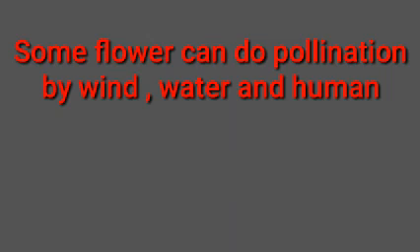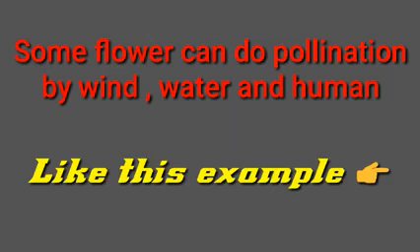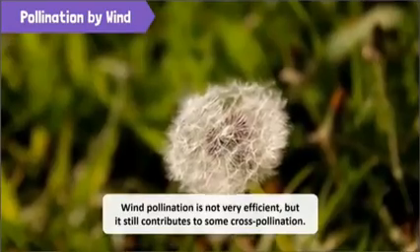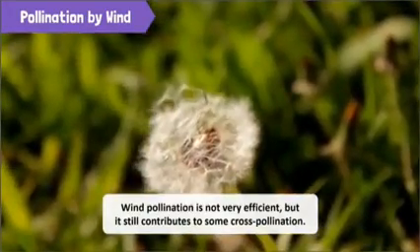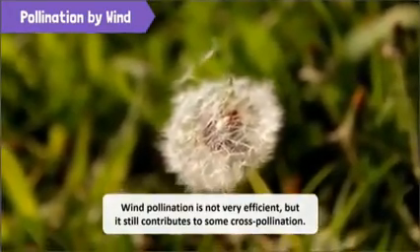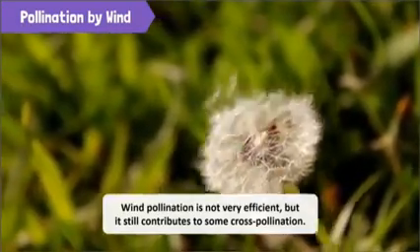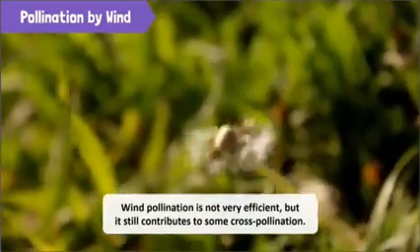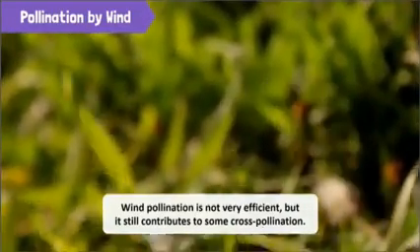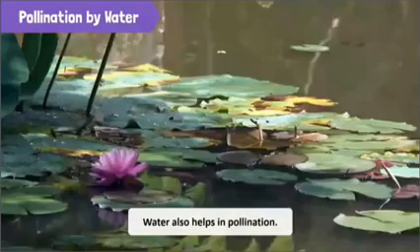Some flowers can do pollination by wind, water, and humans. Like this example, such flowers are pollinated by the wind. Wind pollination is not very efficient, but it still contributes to some cross-pollination. Grass, for example, is pollinated by the wind.